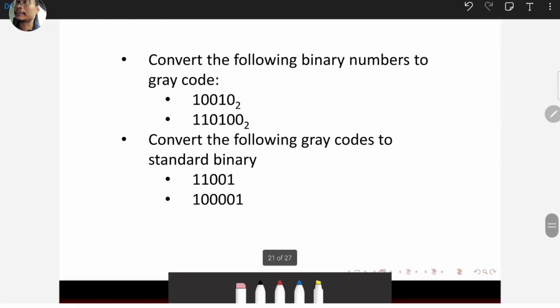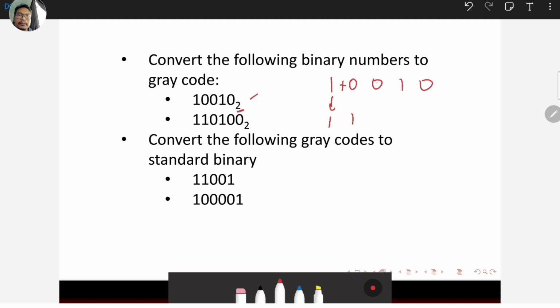So let's look at some examples here. How do you convert this number 10010, binary, base 2, to gray code? So what do we do? We have 10010. We're going to convert it. So 1 goes down, 1 plus 0 equals 1, 0 plus 0 equals 0, 0 plus 1 equals 1, 1 plus 0 equals 1. And this should be your gray code.